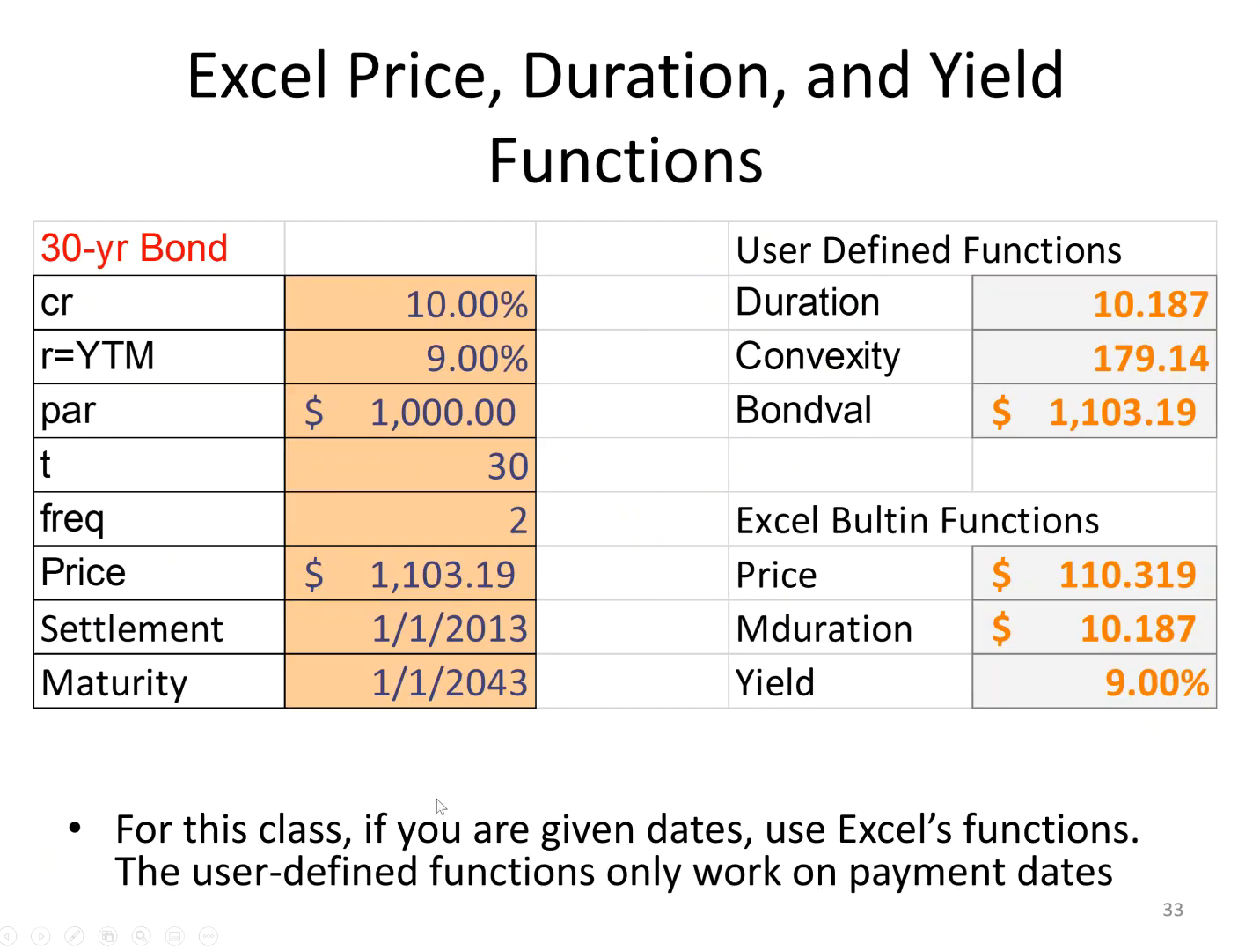Now, for this course, if you're ever given dates, let's go ahead and use Excel's price, modified duration, and yield functions. In other words, don't make up T to then use bond val, mod dur, and convexity functions. If you're given dates, use Excel's functions. If you're not given dates, don't make up dates. Go ahead and use bond val and the functions that we've developed in VBA for duration and convexity.